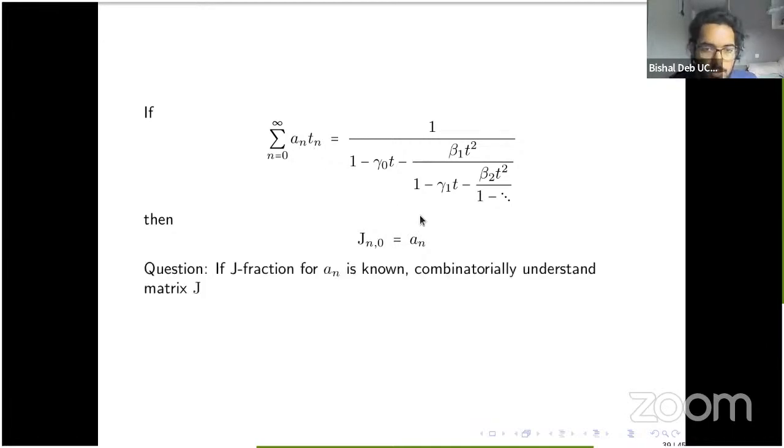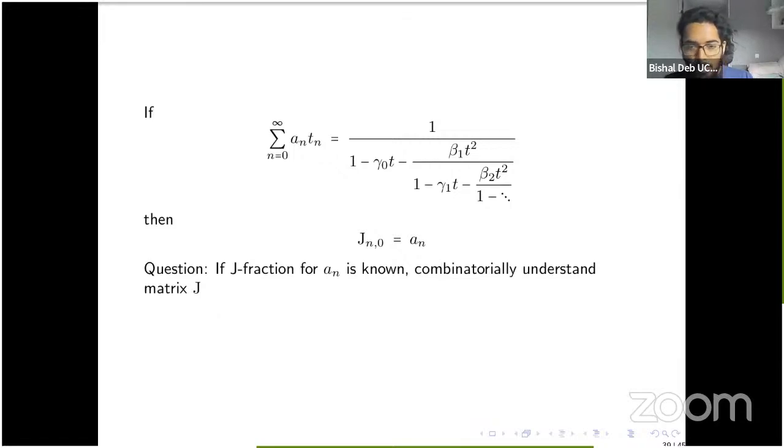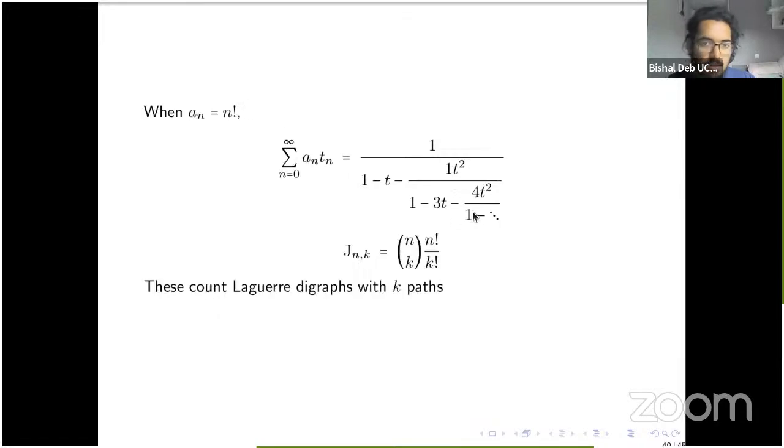So this is a question one can ask: if you have a Jacobi type continued fraction for a sequence a_n, then maybe try to combinatorially understand not just the 0th column, but the entire matrix. And let me tell you a special case.